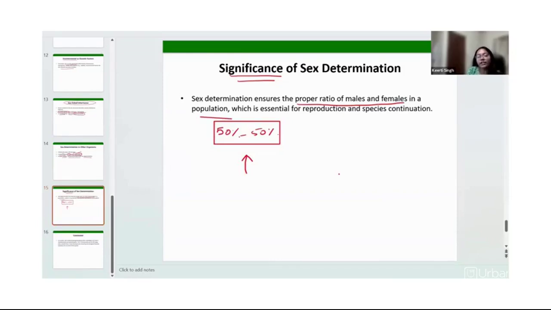What we are doing, if we get to know in advance whether the developing child is male or female, if it is male, then it is okay. If it is a female and a family doesn't want a female, they will kill the developing fetus. So what is happening? This 50-50 ratio is getting disrupted. That is why the sex ratio is getting altered, right? There are more males as compared to females, right?